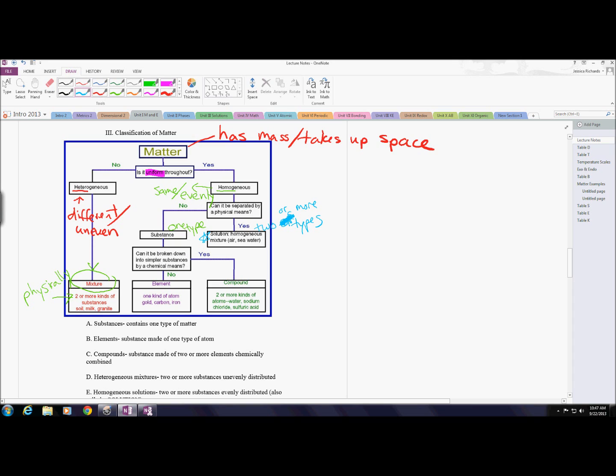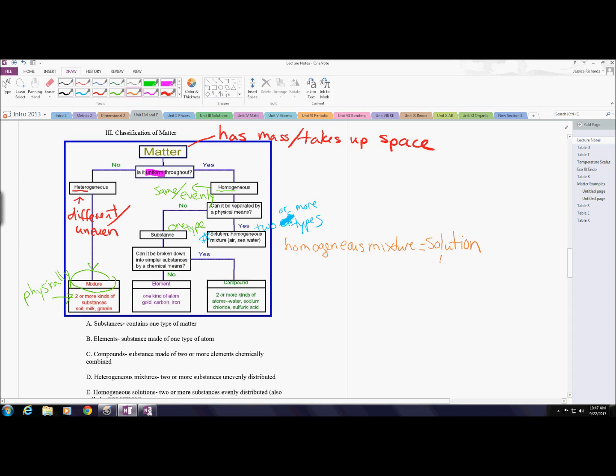This is really important. Homogeneous mixture is a solution. Memorize that. They'll ask you which of the following is a homogeneous mixture, and what they're really asking you for is which one is a solution. Homogeneous mixture, solution. I've said it a whole bunch of times now. Memorize it.